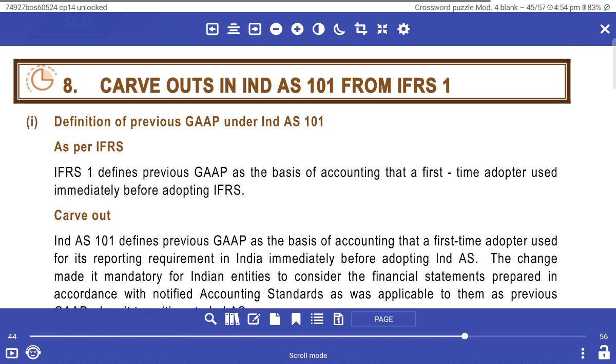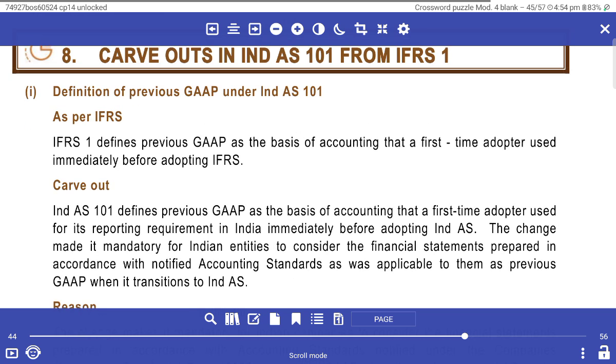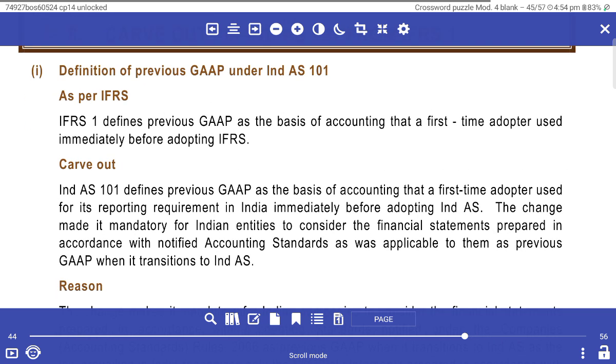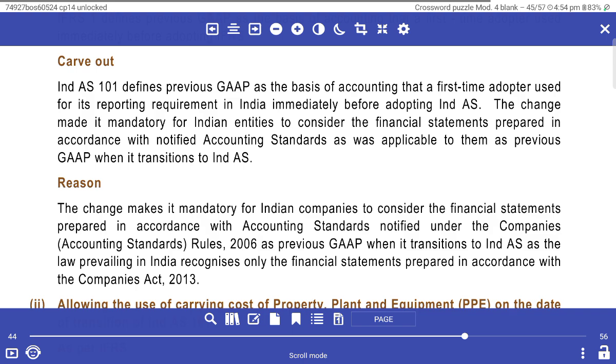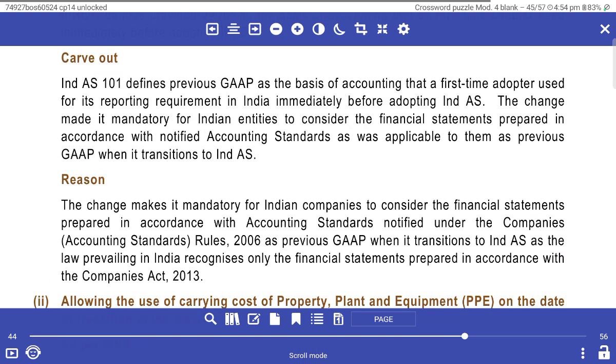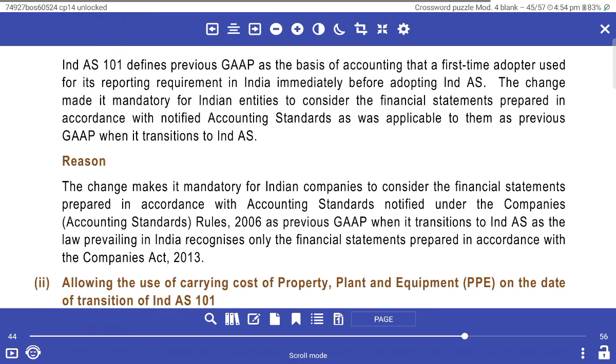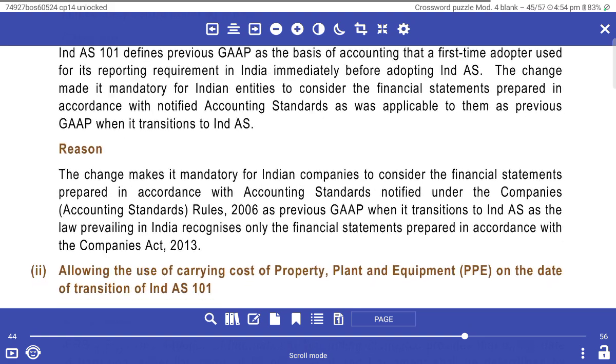The carve-out of Ind AS is one difference from IFRS. The definition of previous GAAP under Ind AS is one such difference. As per IFRS, previous GAAP is defined as the basis of accounting that a first-time adopter used immediately before the adoption of IFRS. Ind AS 101 defines previous GAAP as the basis of accounting that a first-time adopter used for reporting requirements in India immediately before the adoption of Ind AS.